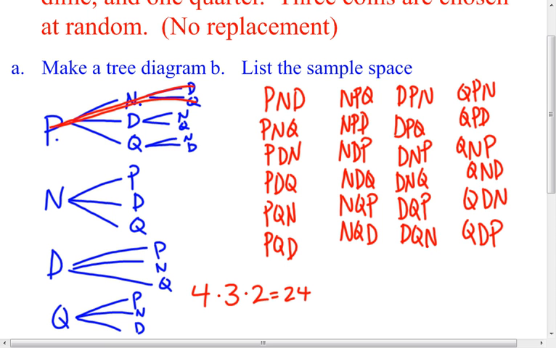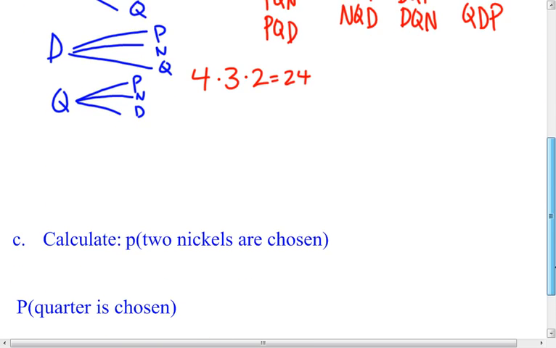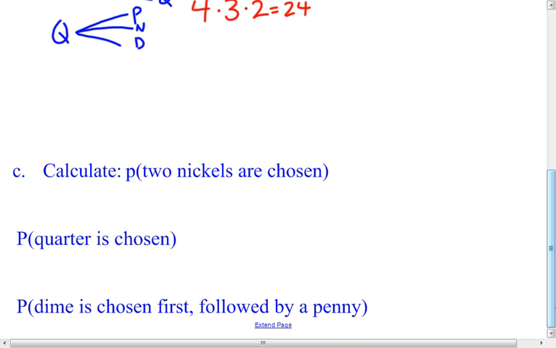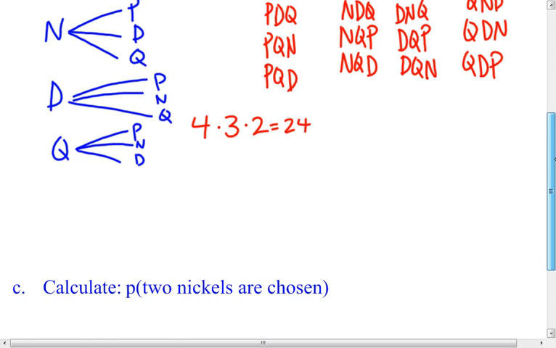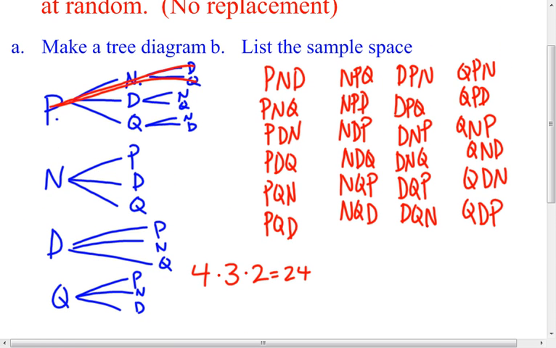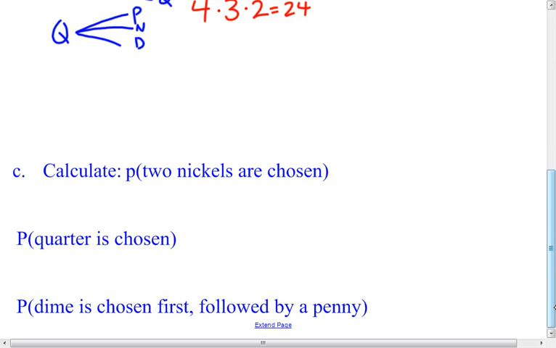All right, so down below now you're going to use this sample space to calculate some probabilities. I want to know the probability that 2 nickels are chosen, and because there's no replacement here, you can't get 2 nickels by drawing 3 coins. You could only do that if you did it with replacement, and I can't replace that coin, so there's no way I can get 2 nickels. So the probability would be 0.